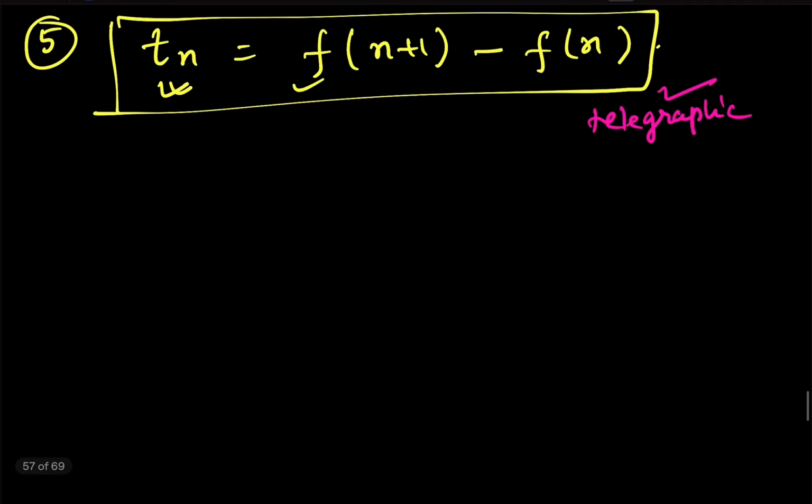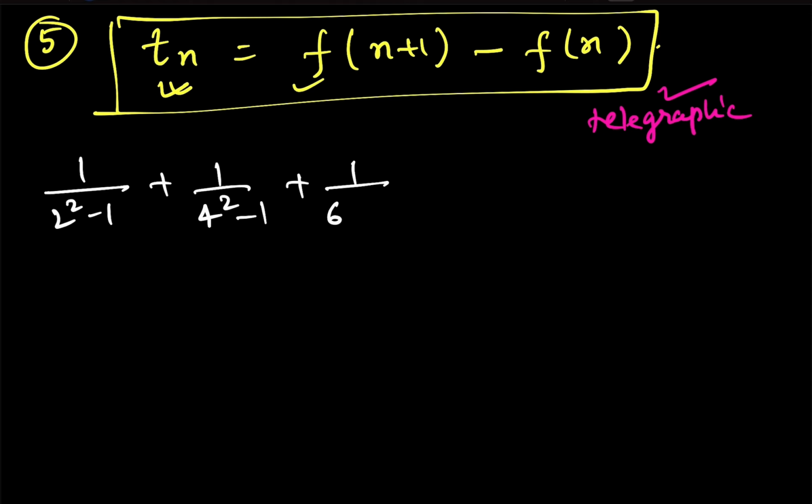For example, suppose a question is given: 1 by 2 square minus 1, plus 1 by 4 square minus 1, plus 1 by, suppose, 6 square minus 1, and similarly it goes to the final term 1 by 40 square minus 1. If you are asked to find this, what is the summation?